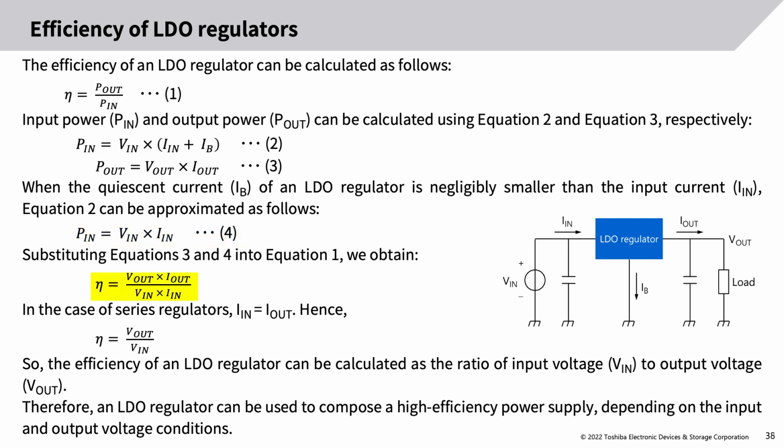Substituting equations 3 and 4 into equation 1, we obtain the following. In the case of series regulators, IIN equals Iout. Hence, eta equals Vout per Vin. So, the efficiency of an LDO regulator can be calculated as the ratio of output voltage, Vout, to input voltage, Vin. Therefore, an LDO regulator can be used to compose a high-efficiency power supply, depending on the input and output voltage conditions.